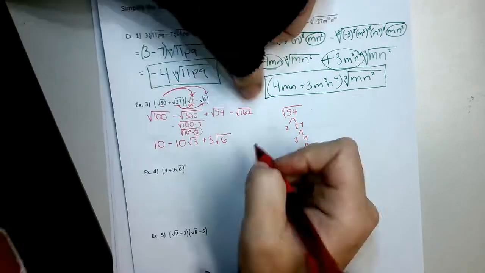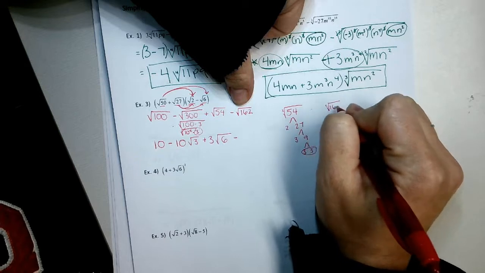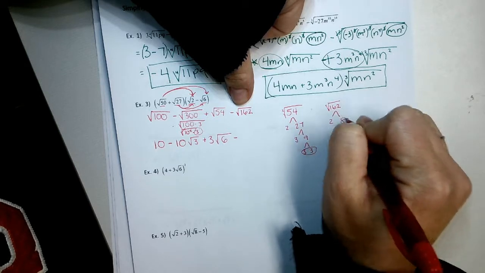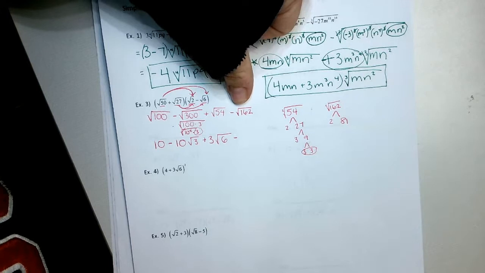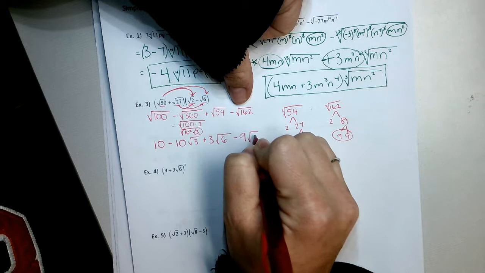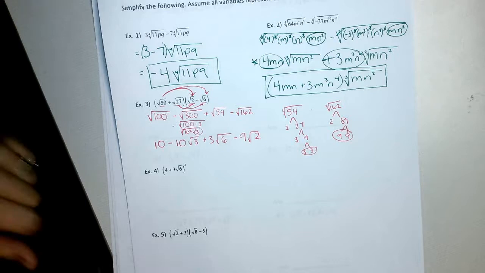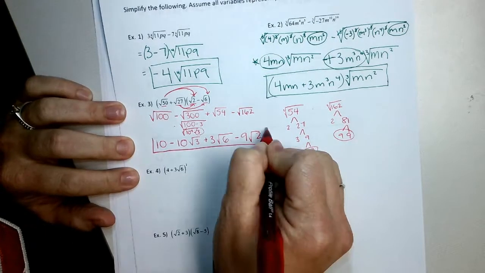Okay, now 162. I'm going to bring down my minus so I don't forget. 2 goes into 162 81 times. Isn't 81 a perfect square? Yeah, because 9 times 9. So I can stop and just write it like this. Now, does any of that simplify together? Because now we're adding or subtracting. Can I add or subtract any of that? No, because none of the roots are the same on the inside. So that's your answer.